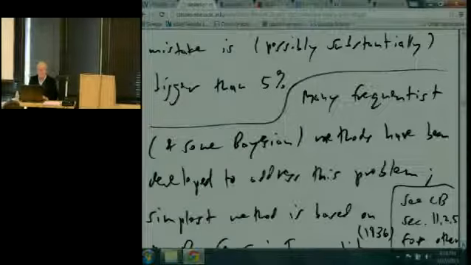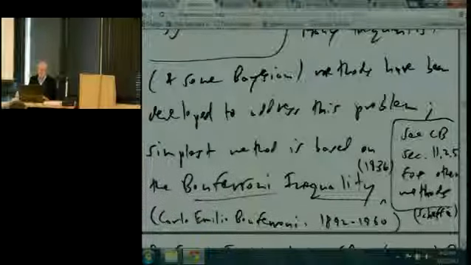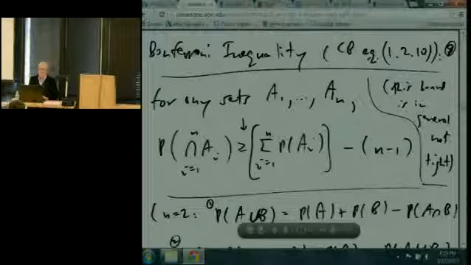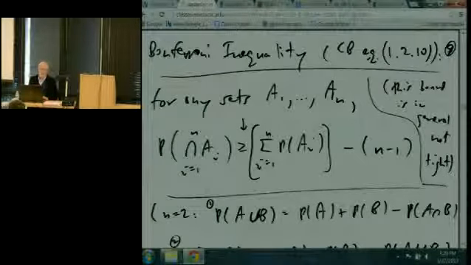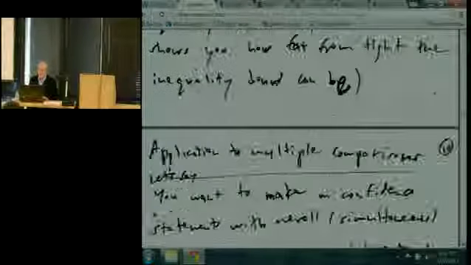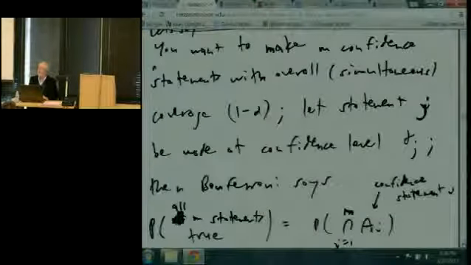The simplest method is based on what's called the Bonferroni inequality, which you may have heard before. It basically says that for any sets A1 through AN, when you're back in Kolmogorov's world involving sets, the probability of the intersection of all those is greater than or equal to the sum of all the separate probabilities minus n minus 1, where n is how many different sets you're trying to intersect together. And this bound is in general not tight, and so Bonferroni tends to be conservative, but at least it provides you a way to bound your error rate. Because if you apply it to this problem here, you want to make little m confidence statements with overall simultaneous coverage 1 minus alpha.